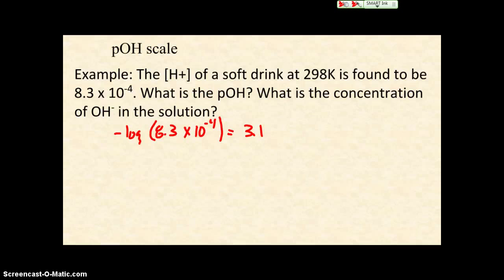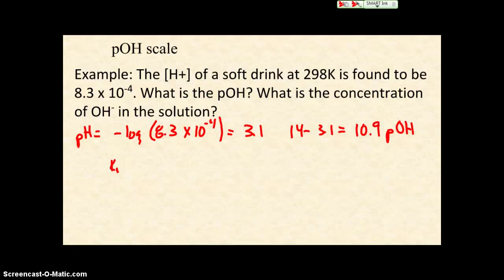And when I do that, I can then take 14 minus 3.1, and I get a value of 10.9 for my pOH. Because remember, this is my pH since it was a hydrogen. So now I know my pOH, but I still need to know my hydroxide concentration.